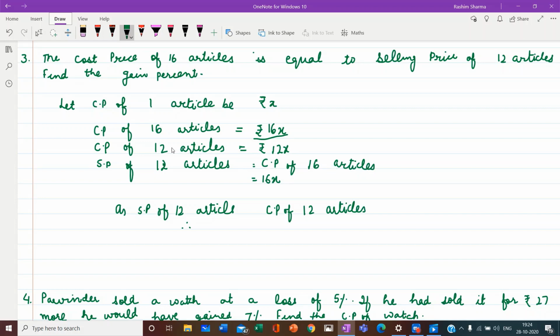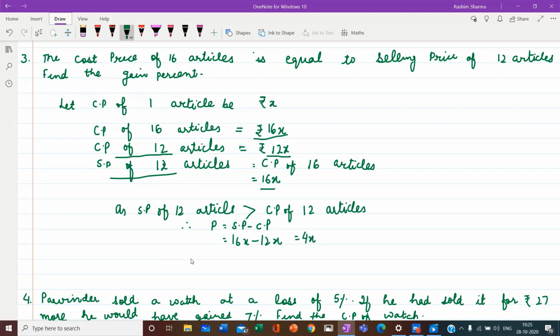Okay. Now CP of 12 articles is 12x. SP of 12 articles is 16x. So we can see here SP is greater than CP. So SP of 12 articles is greater than CP of 12 articles. It means there is profit, that is SP minus CP. So 16x minus 12x is equal to 4x is profit.